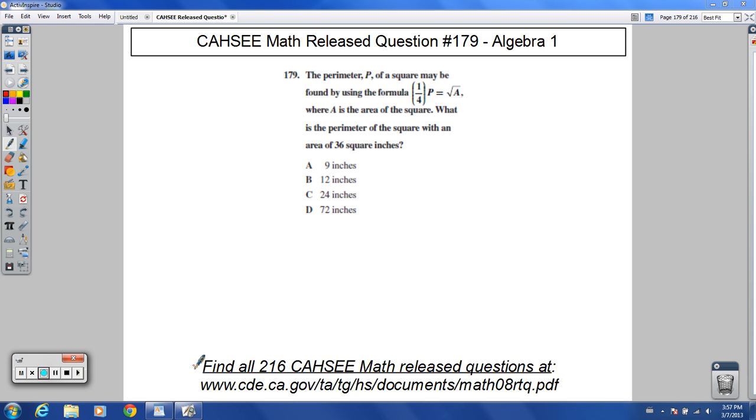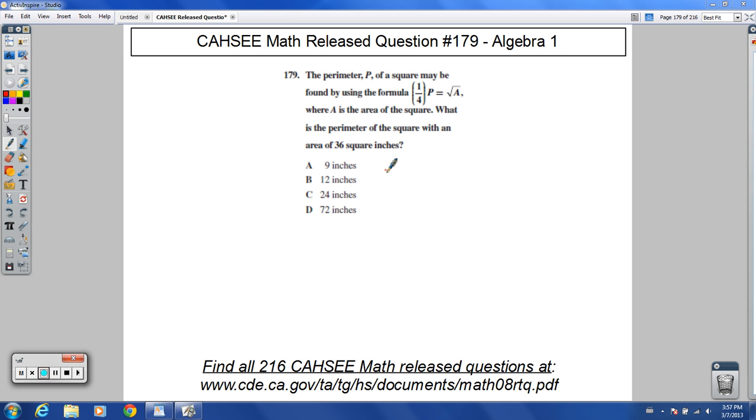Welcome to release question 179 for CAHSEE Math. It says the perimeter P of a square may be found by using the formula 1/4 of P, 1/4 the perimeter, equals the square root of A, where A is the area of the square. What is the perimeter of the square with an area of 36 square inches?